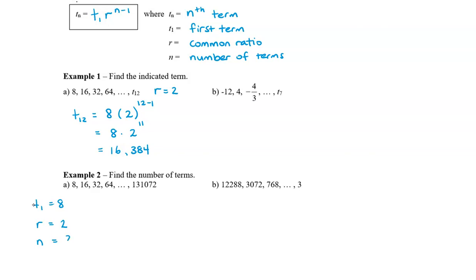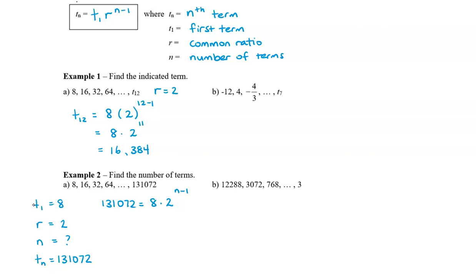N, we don't know how many terms there are, that's what we're trying to find, but we know that nth term, because the 131,072 takes the place of what that term is, or how many terms there are. So plugging all of this into our formula, we get 131,072 equals 8 times 2 to the power of n minus 1.